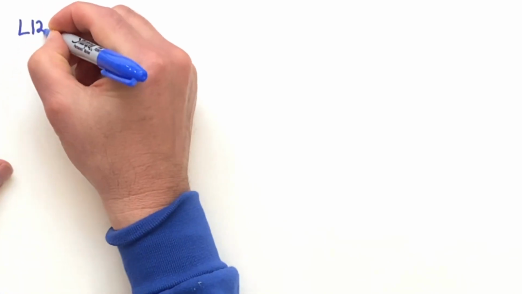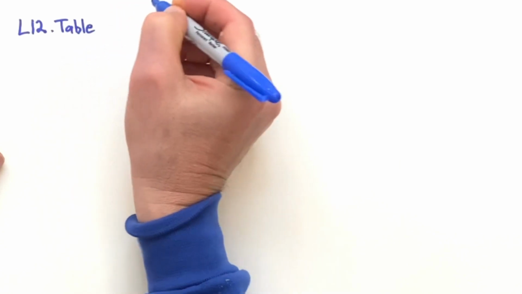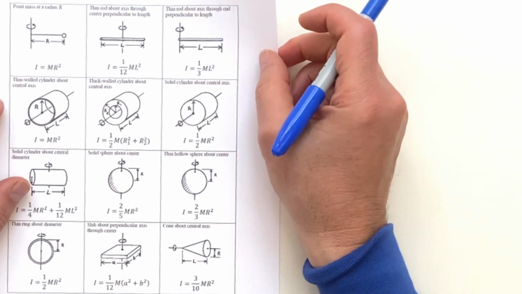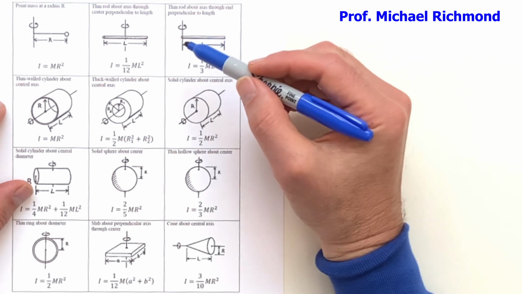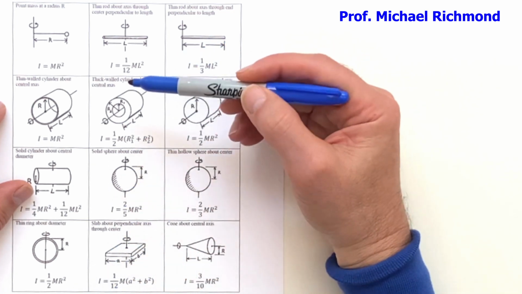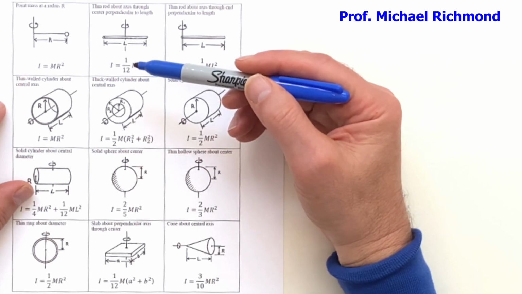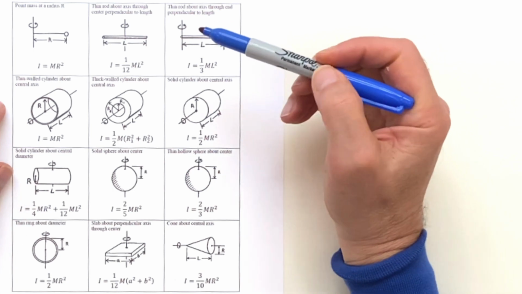L12, a table of moments of inertia. This table was produced by Professor Michael Richmond, School of Physics and Astronomy, Rochester Institute of Technology. It's nice to see all these in one table.